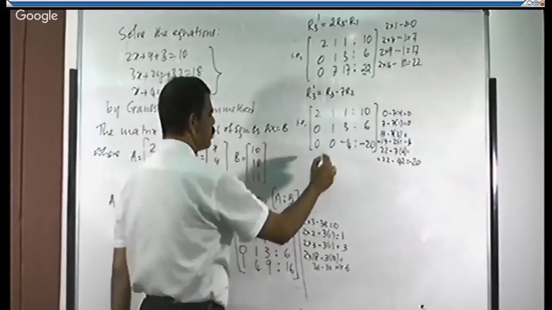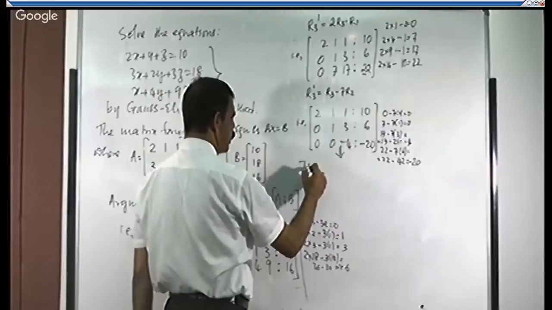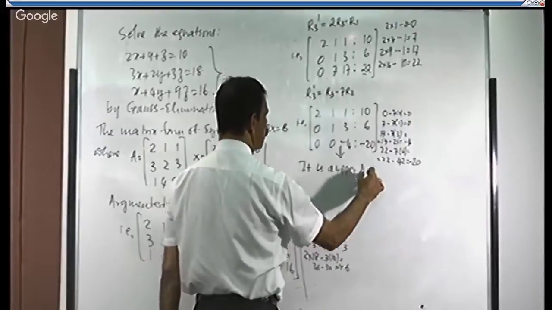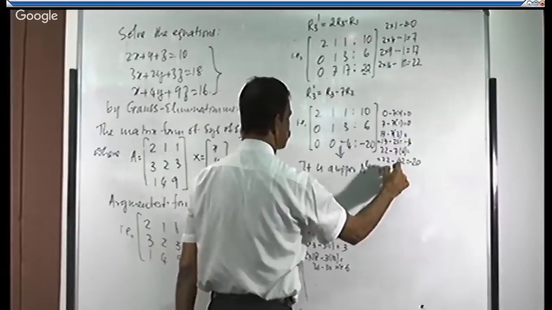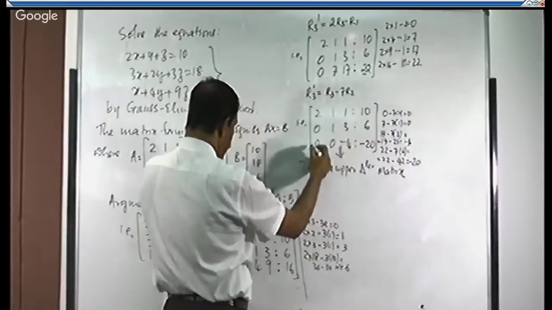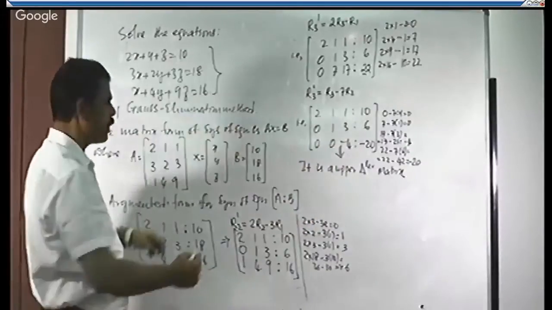This is the upper triangular matrix. It is an upper triangular matrix. See, below the principal diagonal, all elements are 0. Hence it is called an upper triangular matrix.